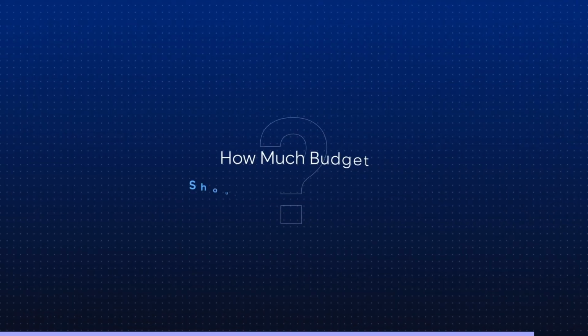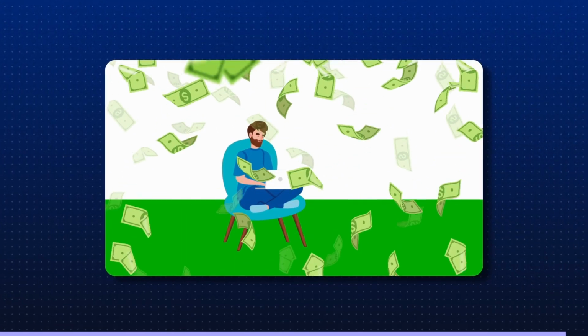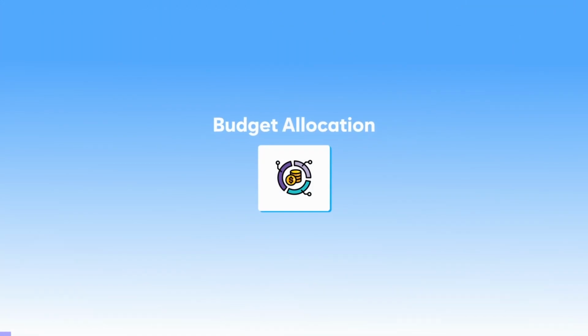If you get great results, then add listings one at a time and just increase from there. But then of course the question is, how much budget should you allocate daily to get the best results from your ads? Well, I think now is a pretty good time to start discussing budget allocation.